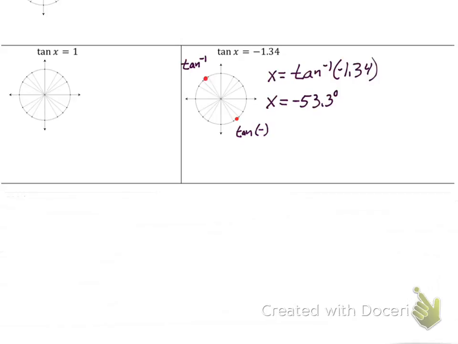So all we need to do to get that degree is we just have to do x. Our other x is going to equal negative 53.3 degrees. And what am I going to do to get to that other point, if it's straight across? What am I going to add to it? Yeah, 180. So plus 180 degrees, make sure I got that right, is going to equal 126.7 degrees.